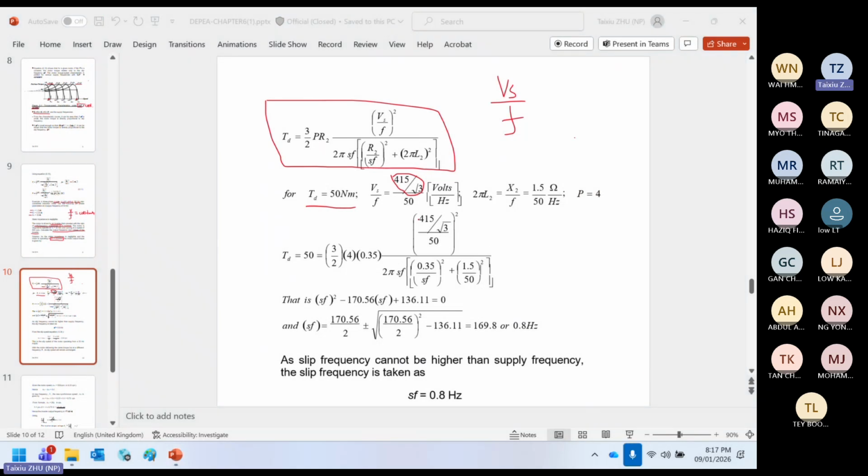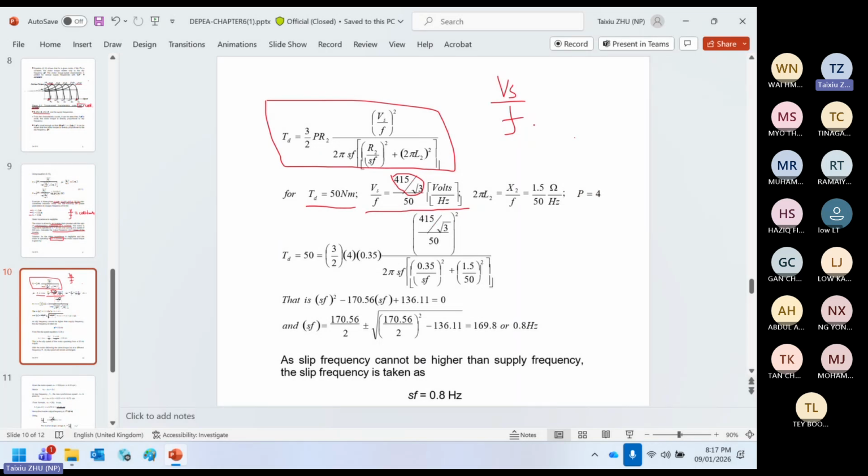Then the phase voltage, right? Now divide by 50, because these are all at rated condition. From the rated condition, I can get the V_S over F number. Basically you press your calculator and you can get a number, but here we leave it. There's no further calculation, because now we are going to bring this number into here.